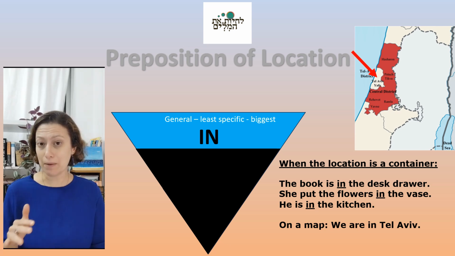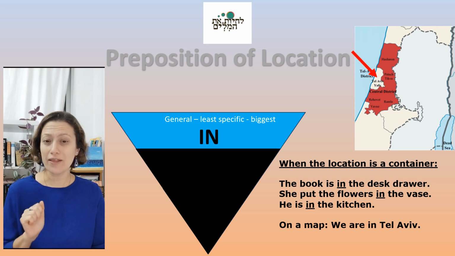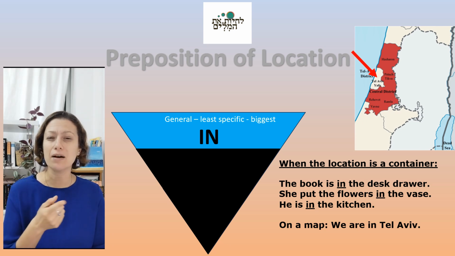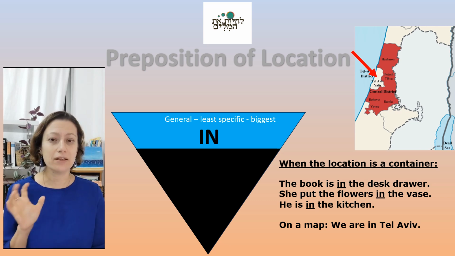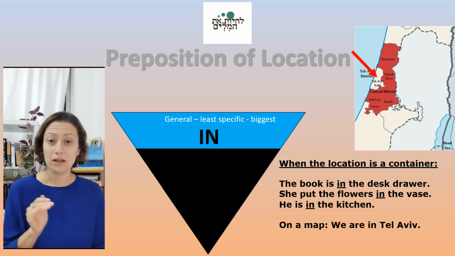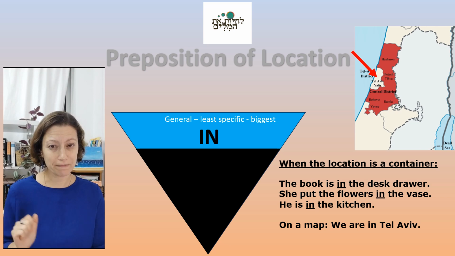If we look at a map, okay, then on the map, anything that has a border, so anything inside that border, we'll use in for it. For example, in Tel Aviv, in Israel, all right? They have a defined border.